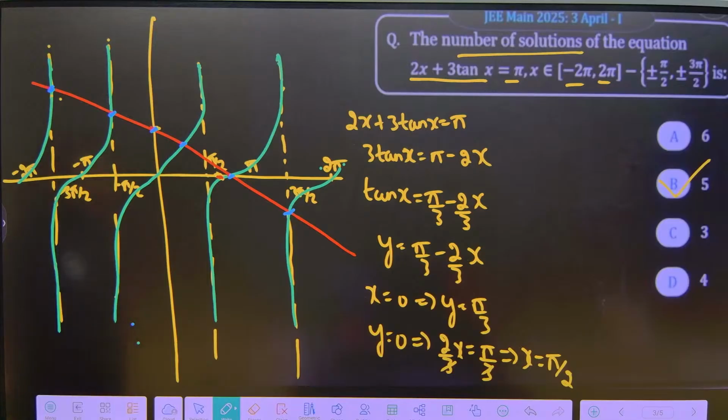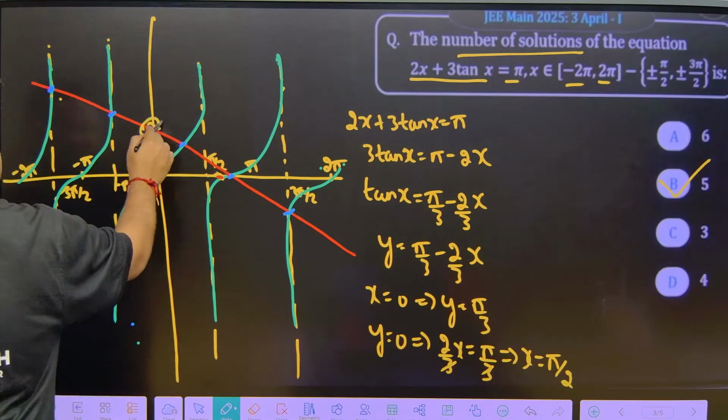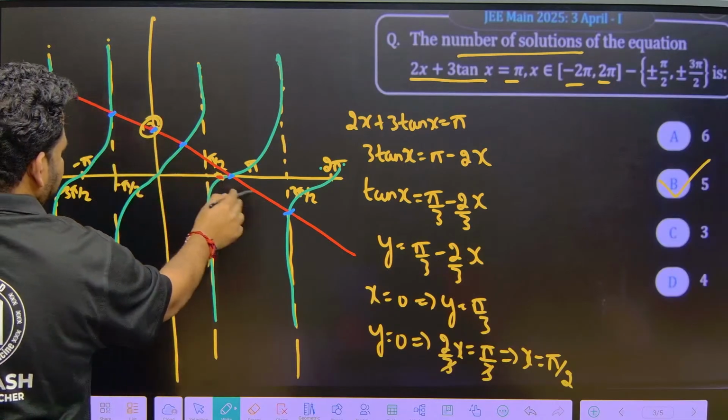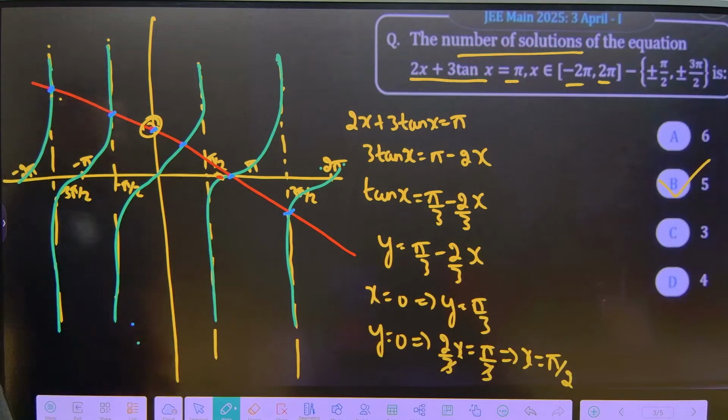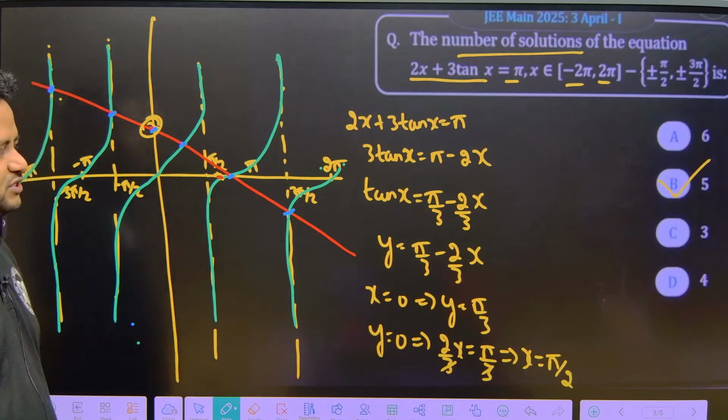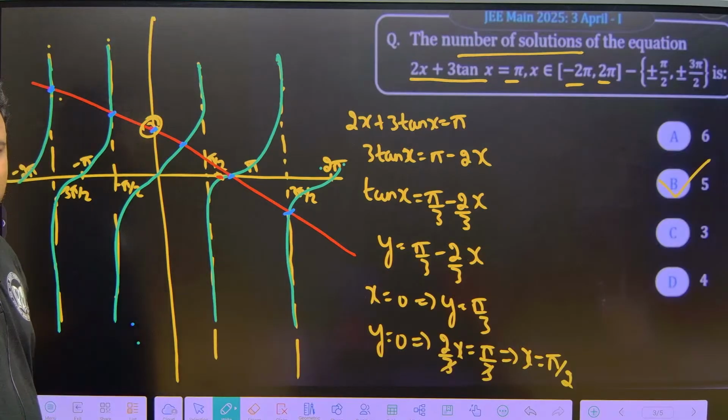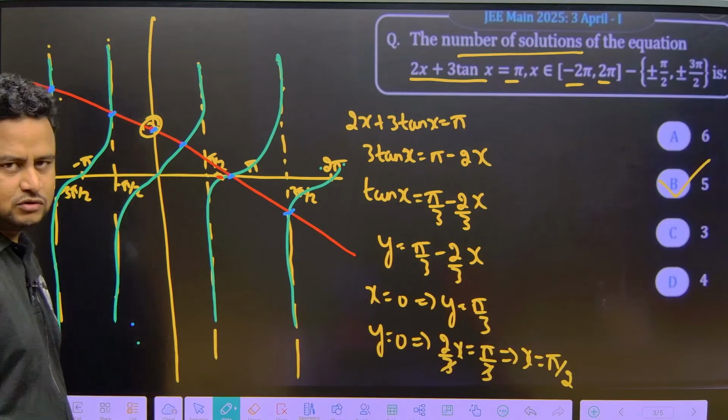Then I will get that it is touching at 6 different points. This you ignore. This is touching at y axis. It is not required for us. Okay, 1, 2, 3, 4, 5. It is touching at 5 different points. We will get the number of solutions equal to 5. Clear, friends? This is how we got to solve this question.